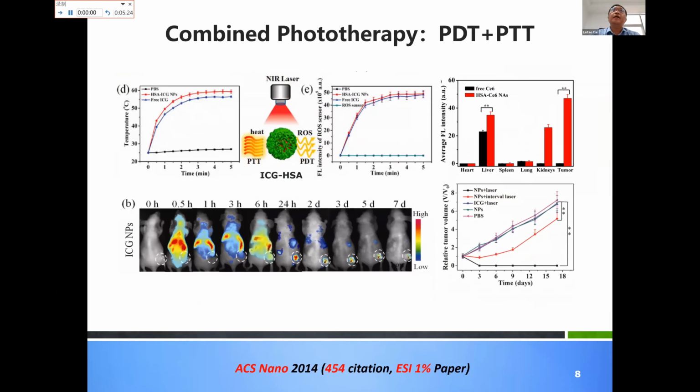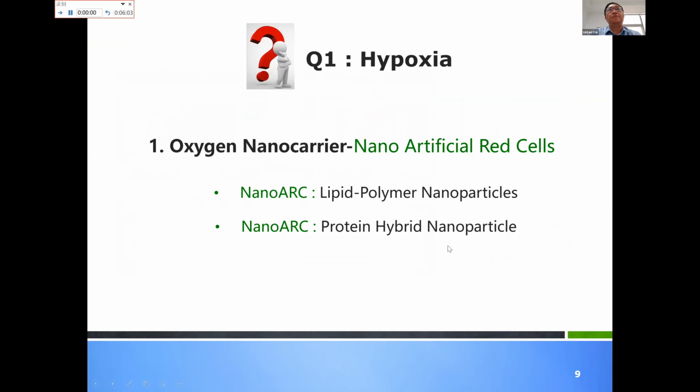Then we improved our drug system, using human serum albumin, HSA, as a drug delivery system. You can see we get a very long circulating time, about 1 week, 7 days, and the targeting is quite good, about 35 times compared to normal tissues. They can also combine PTT and PDT together, so this is also a quite good therapy system.